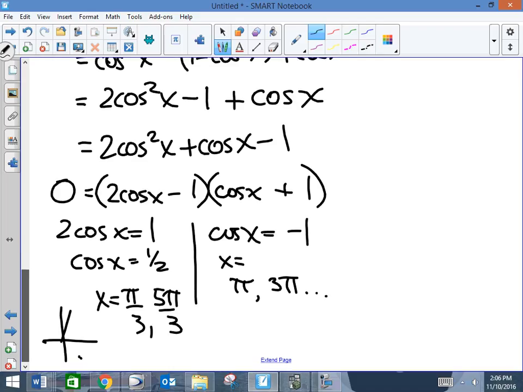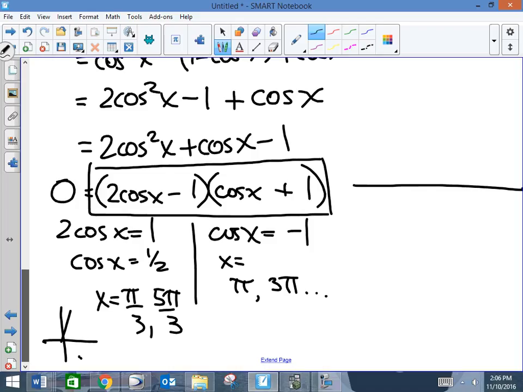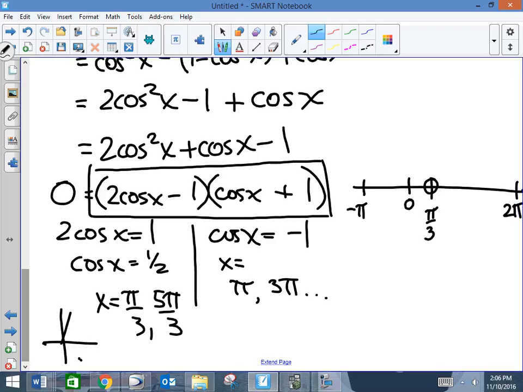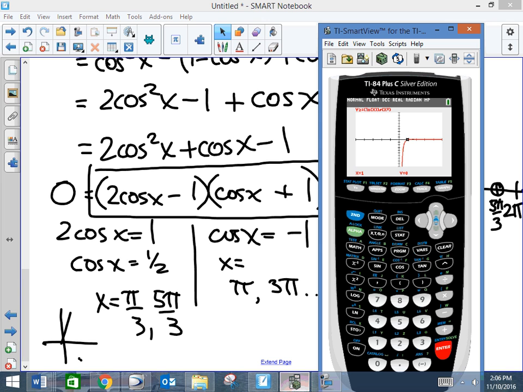Okay, so what do we have? I'm gonna go negative pi to 2 pi again, just so we can put it here. Here's 0, pi over 3 would be about right here. One of your critical values, 5 pi over 3 about right here. Okay. And pi? We missed pi? Okay. I know, but I was thinking of what we did this morning.